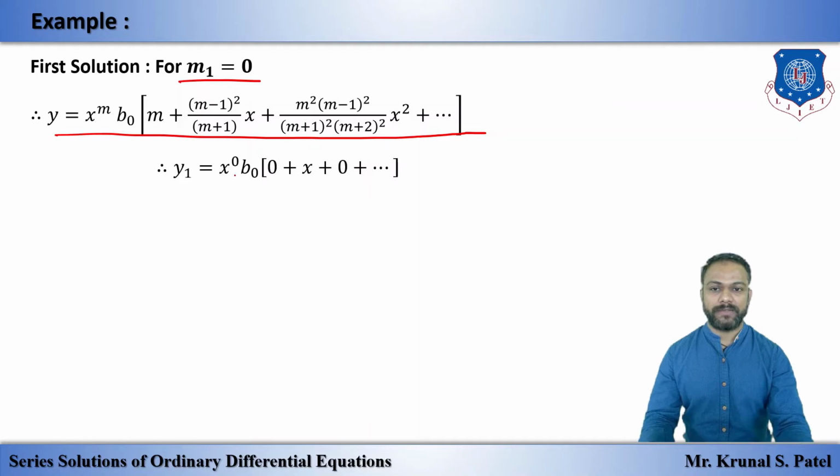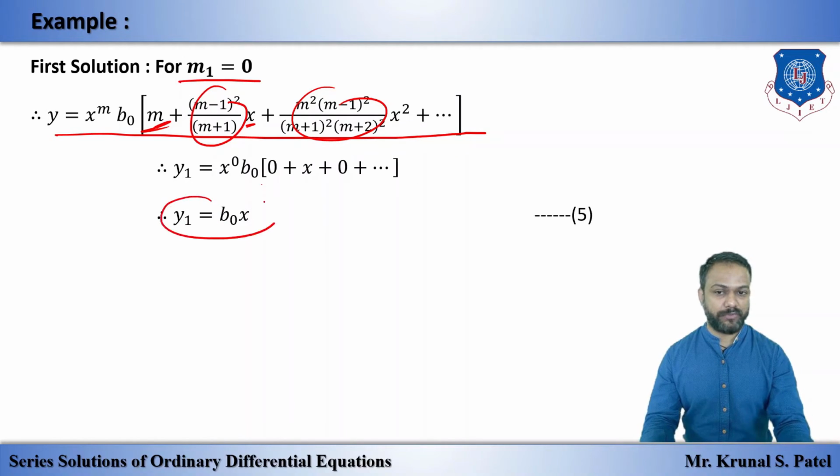So we have y1(x) is b0 x to the 0 plus, this is 0, this is 1, so x, this is 0, and so on. So the rest of all terms become 0. So we have only b0 x. This is our first solution.